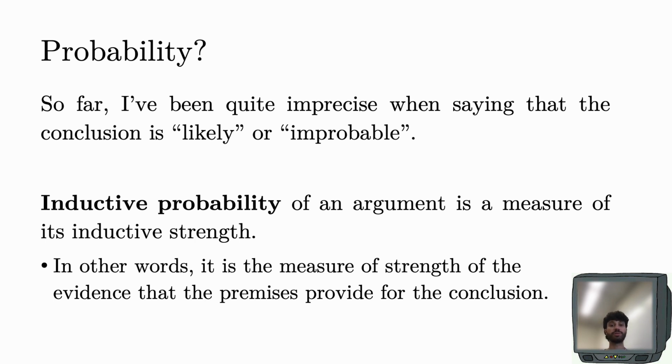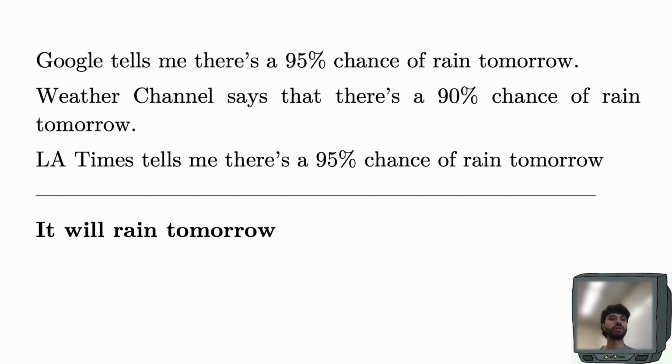So the inductive probability of the argument as a whole is how strong the link is between the premises, or the evidence, and the conclusion. Let's look again at some examples just to pump our intuition. Suppose that Google tells me, I look on my phone, whether it's going to rain tomorrow, and says that there's a 95% chance of rain tomorrow. The Weather Channel says that there's a 90% chance of rain tomorrow. And the LA Times also tells me there's a 95% chance of rain tomorrow. So I conclude it will rain tomorrow.